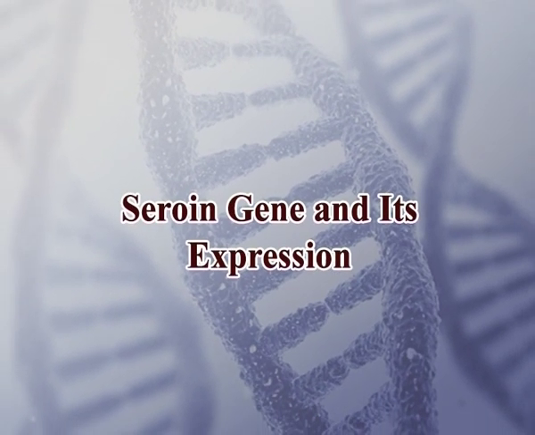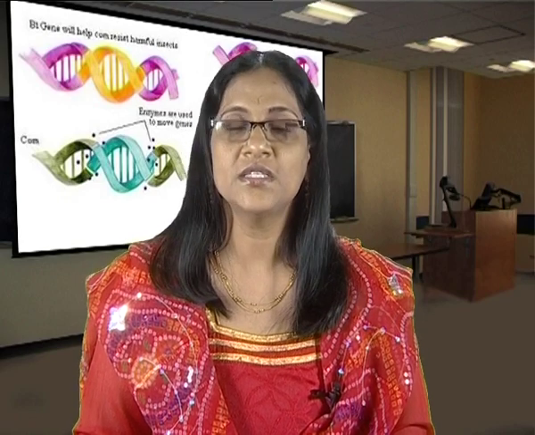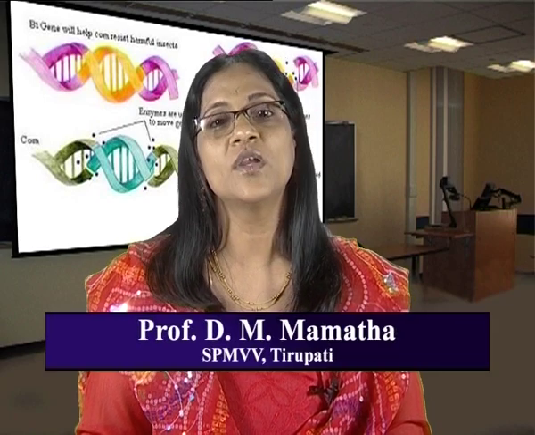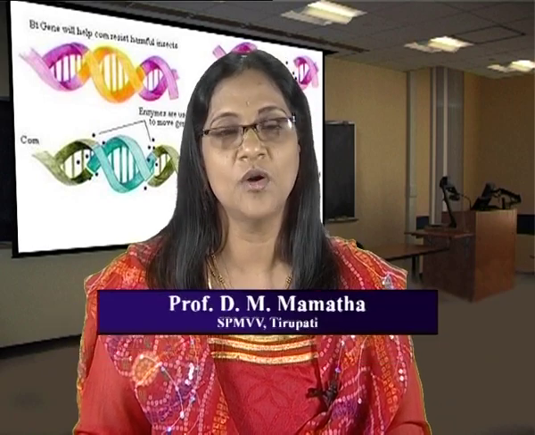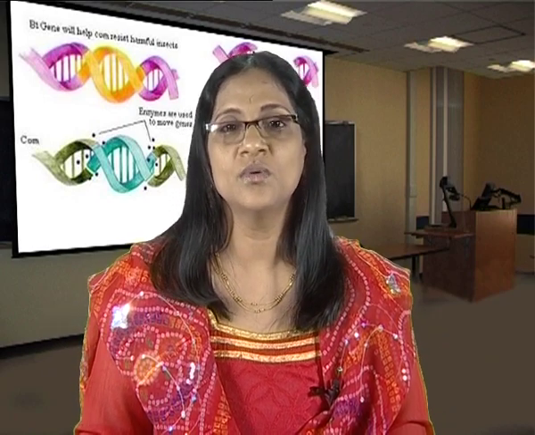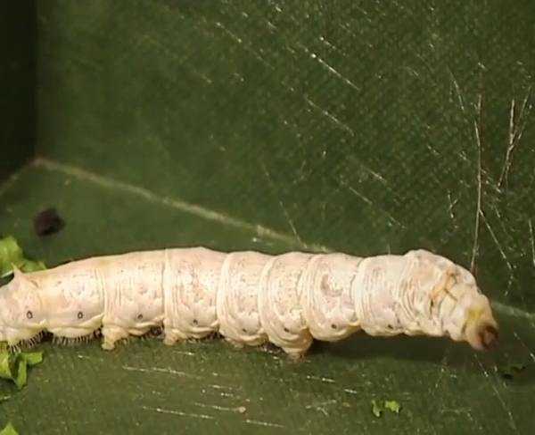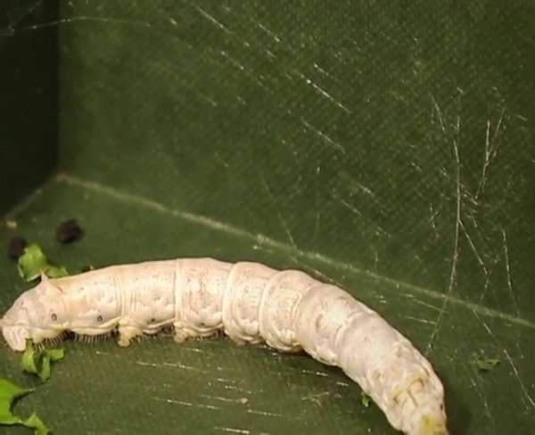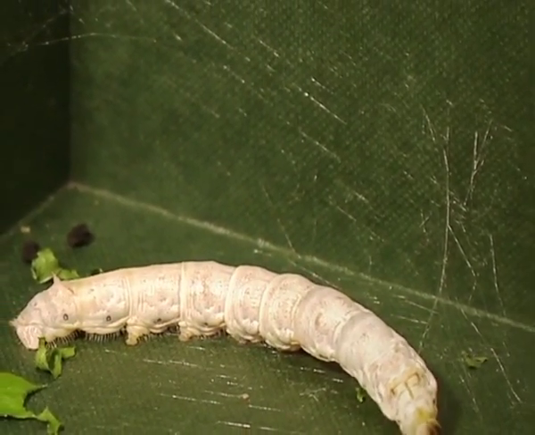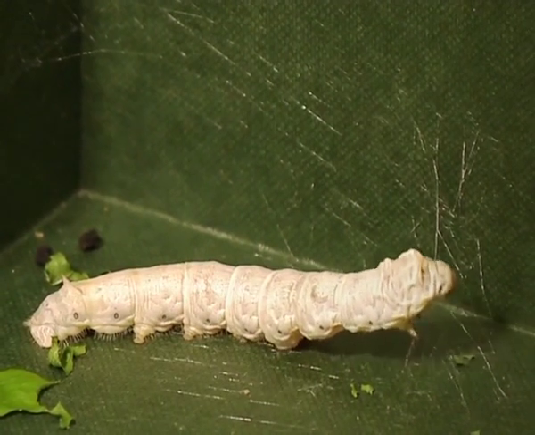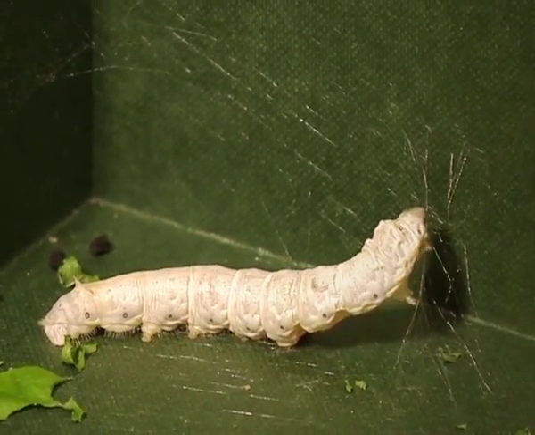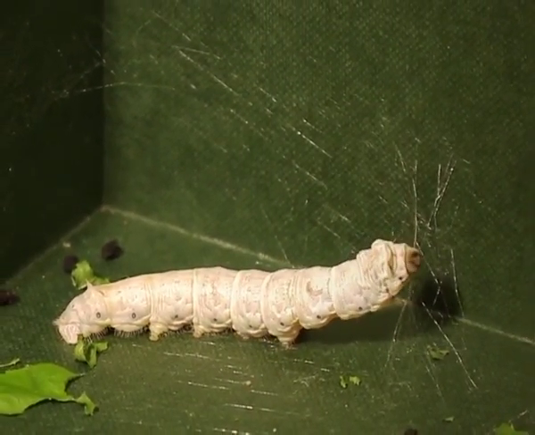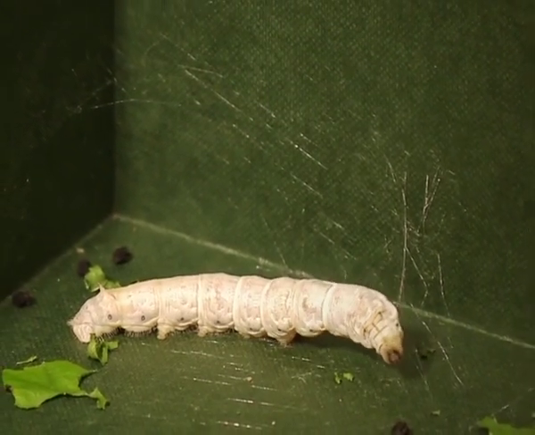Let's see the seroin gene and its expression. Research studies indicate that there is one copy of the seroin gene present in the genome, similarly to other Lepidopteran silk genes. As in other silk genes, seroin expression exhibits a high degree of spatial and temporal specificity. However, the simultaneous expression of seroin in PSG and MSG is unique.